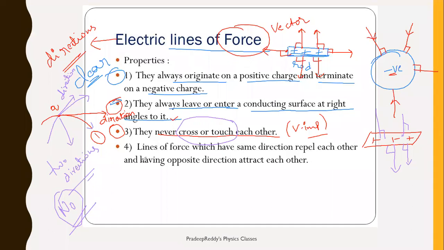Now coming to the next point, number 4. Lines of force which have the same direction repel each other and those having opposite direction attract each other. This was already learnt in the previous slide. These are the properties of electric lines of force.